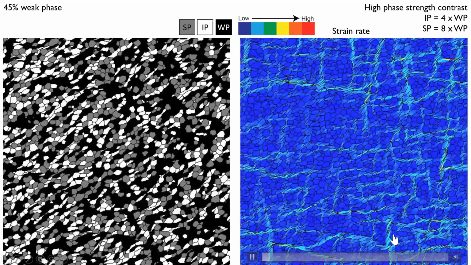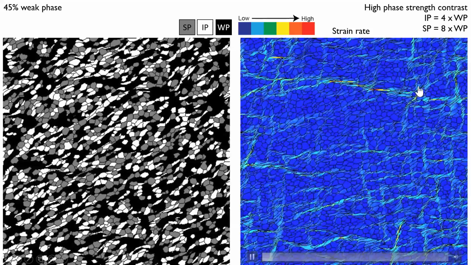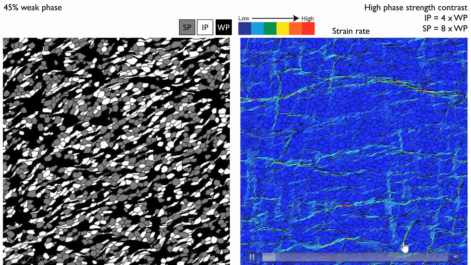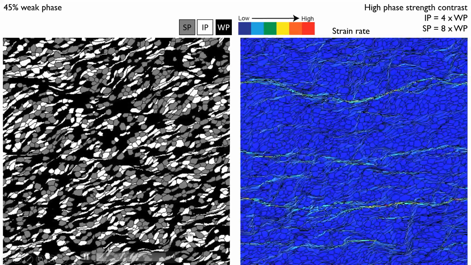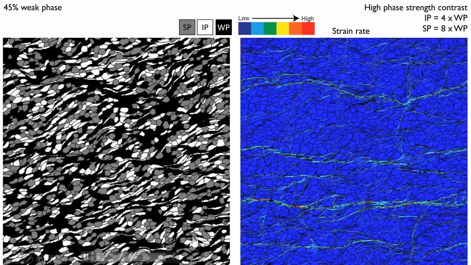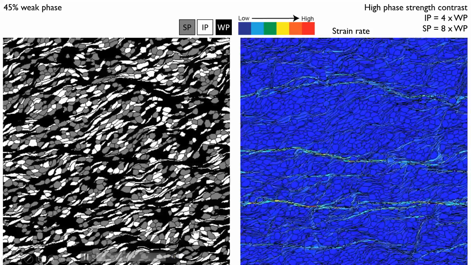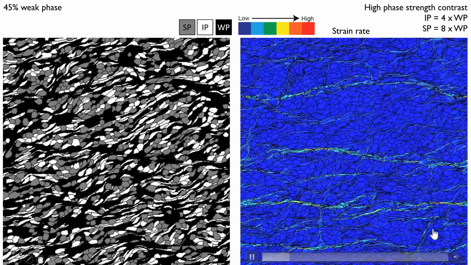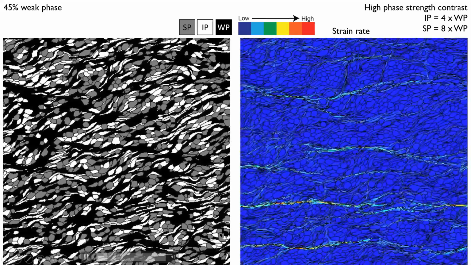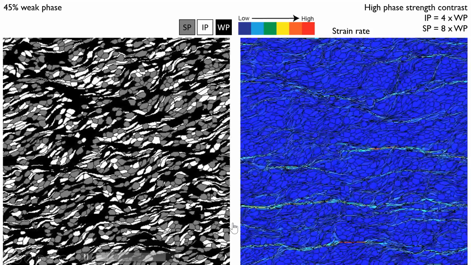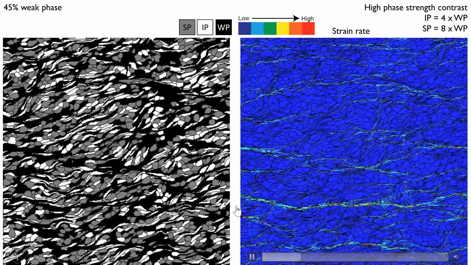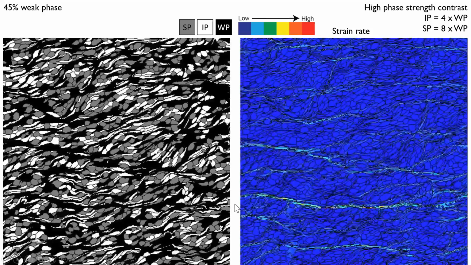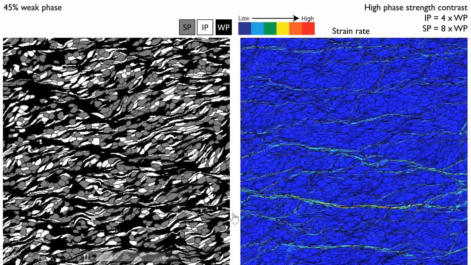This model has 45% weak phase. Here you can see those vertical shear bands that I was talking about before. They show a high strain rate. This is a lithon here. That lithon there is rotating. You can see that happening there. And that this vertical sort of shear band is accommodating that rotation. So in these models, those vertical shear bands form due to the rotation of lithons like that.